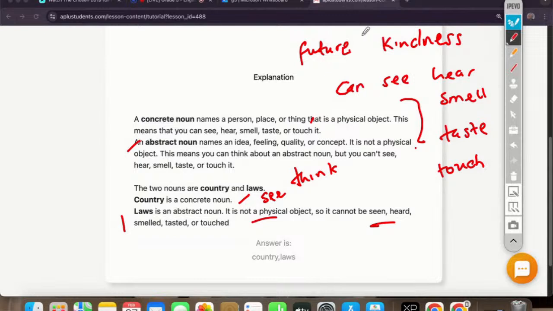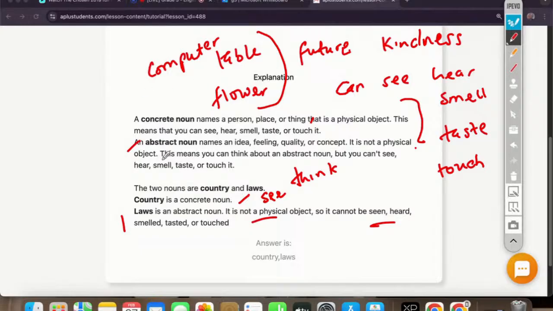Then concrete nouns are things that we can see. For instance, table, flower, computer. All these are concrete nouns because you can see them, you can touch, you can smell. Okay, so these are concrete nouns, and future and kindness are abstract nouns.